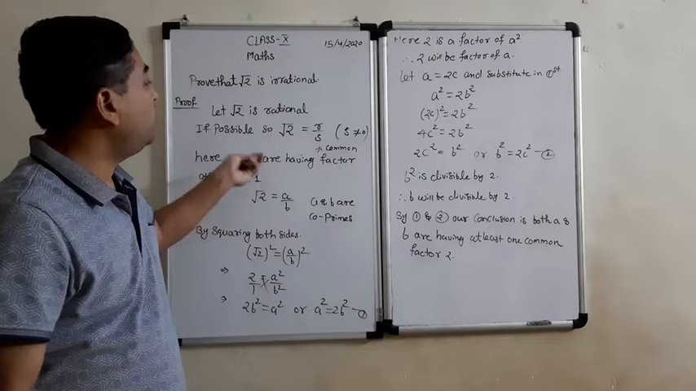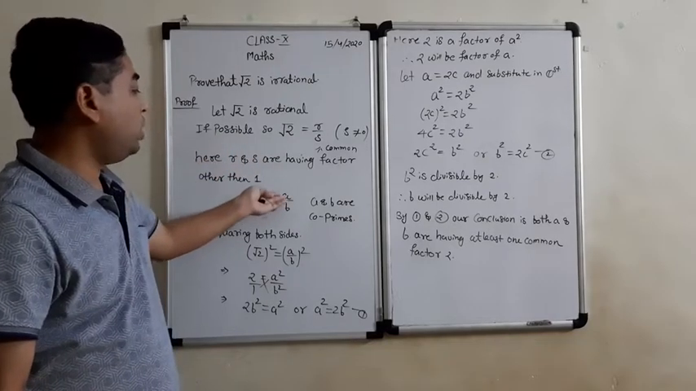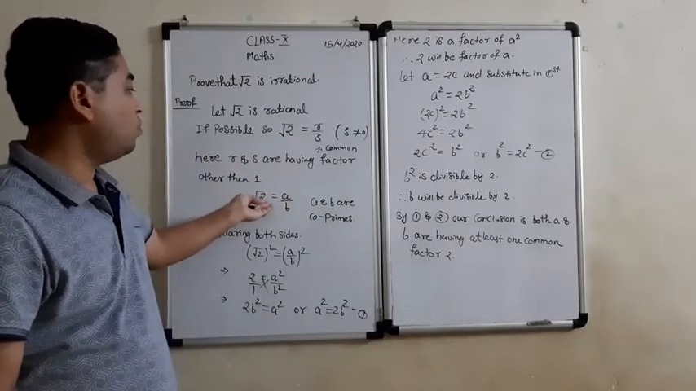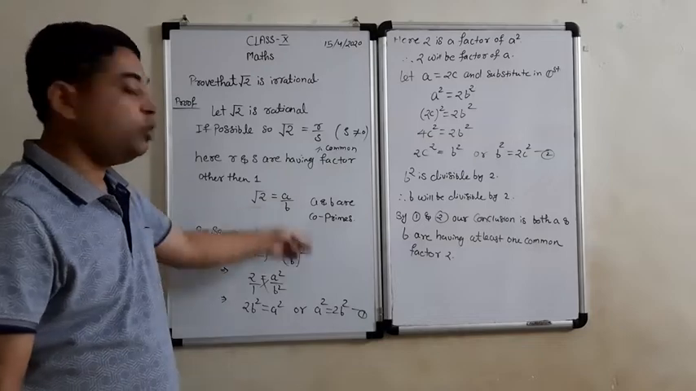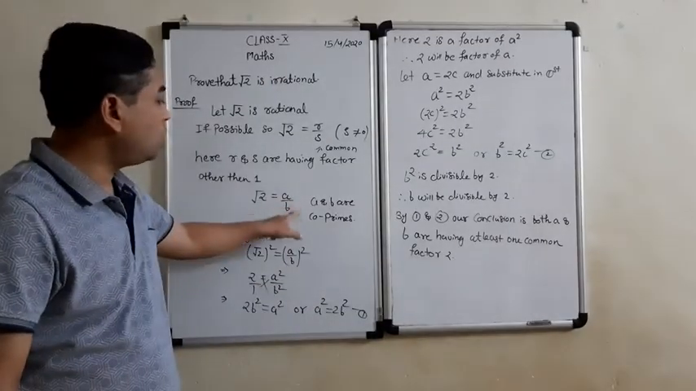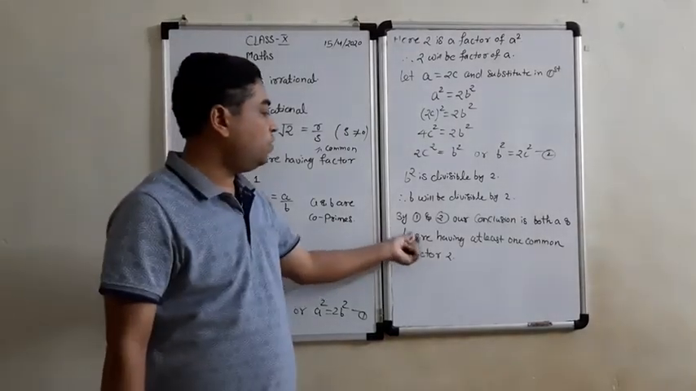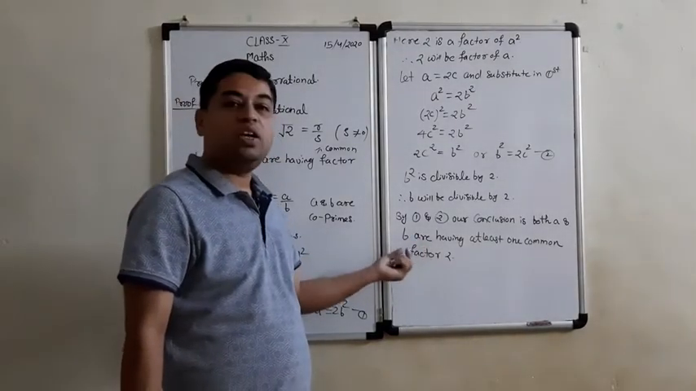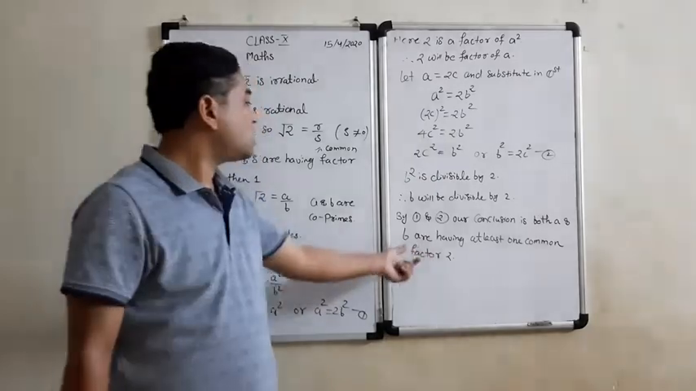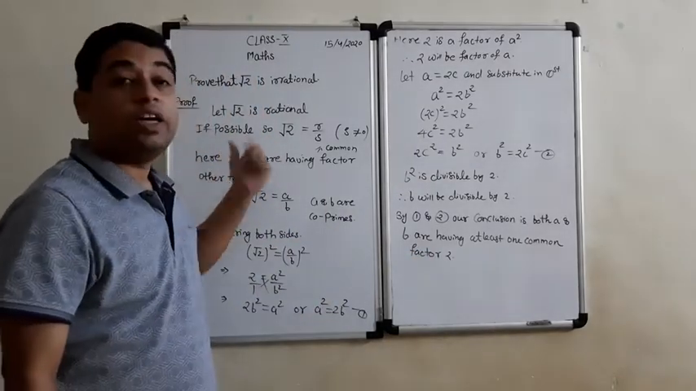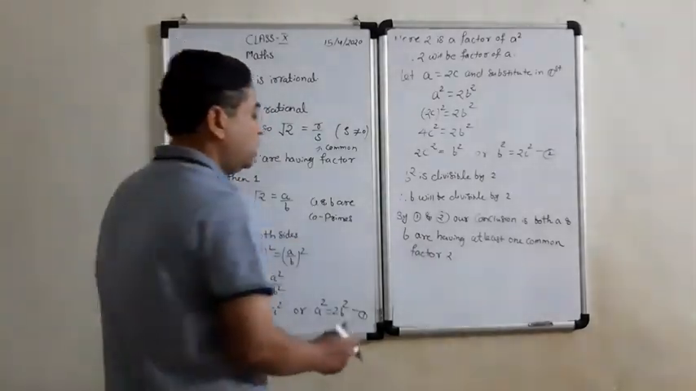In the beginning we assumed that root 2 is equal to a by b, in the form of a by b where a and b are both co-prime, so they do not have any common factor. But here we are getting that a and b both have at least one common factor 2. So it contradicts our assumption.